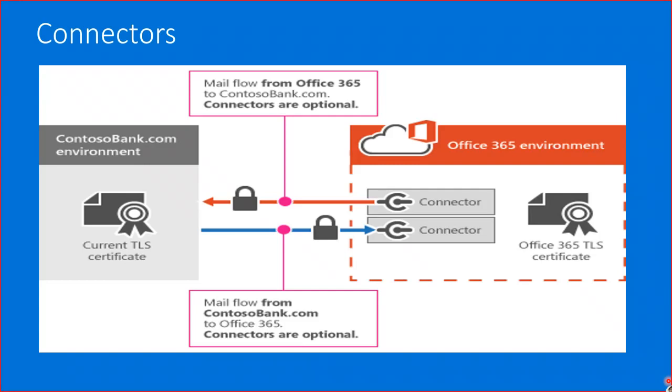This is how it would be when it comes to partner connectors. Here, what we're trying to show is we're trying to use forced TLS between the Office 365 environment on the right and the external partner, which is contosobank.com, using a partner connector.